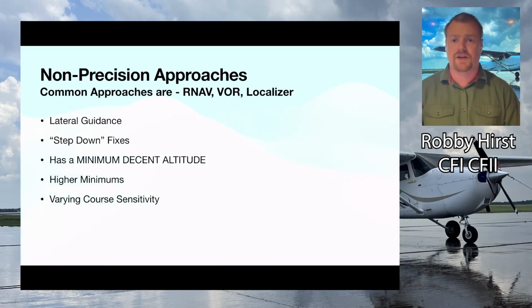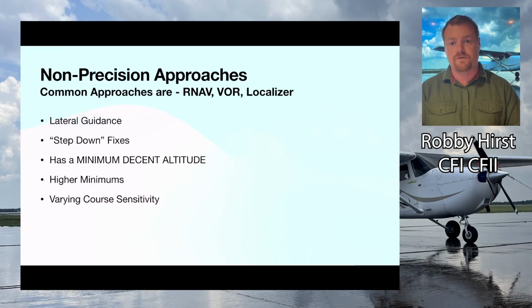Non-precision approaches are basically everything else. So you're going to have RNAVs, you're going to have VORs, you're going to have localizers. They all provide at least lateral guidance. Some of them provide vertical guidance, but they're all going to provide lateral guidance.